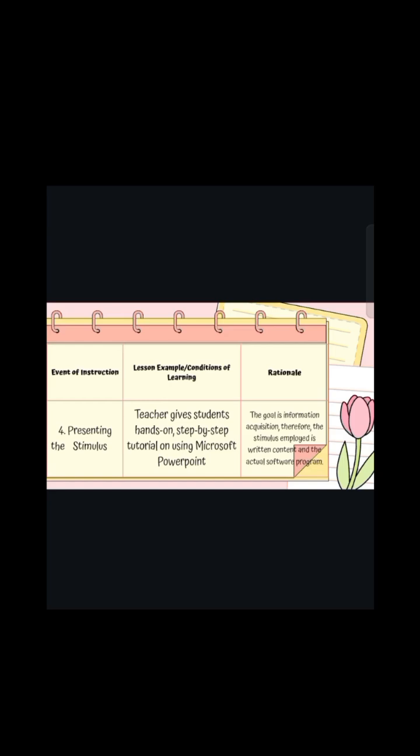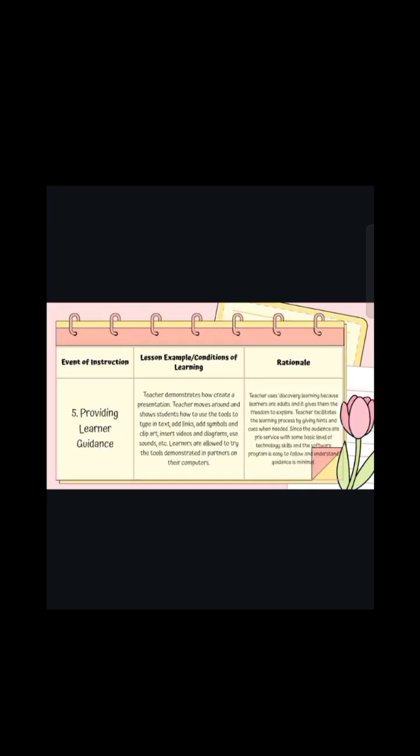The goal is to help students learn new information. So the teacher uses written instructions and the real software, like Microsoft PowerPoint, to show how things work. This helps students see and understand what they need to learn more clearly. The fifth event of instruction is providing learner guidance. Here, the teacher supports students as they begin practicing the skill or concept, with hints, demonstrations, and examples to help the students apply what they're learning.